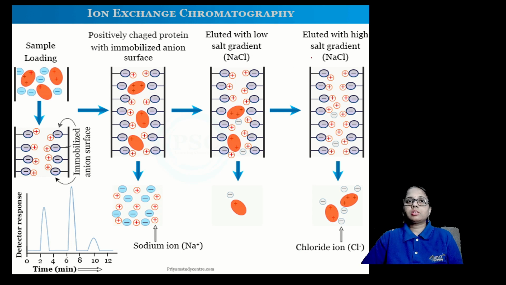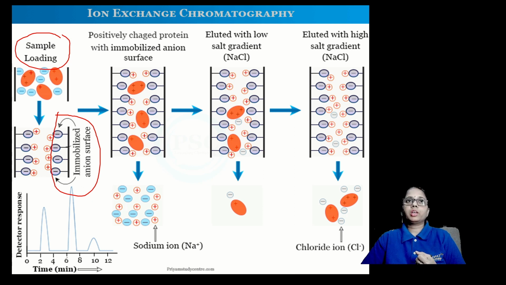Okay, so this is a pictorial representation of how ion exchange chromatography works. If you add the sample, okay, sample loading means a sample which contains both positive and negative ions, then how are these resins going to exchange? That means the immobilized anion surface, which is negatively charged here, is going to attract the positive ions. Okay, so afterwards, here you are going to have the negative and positive ions.